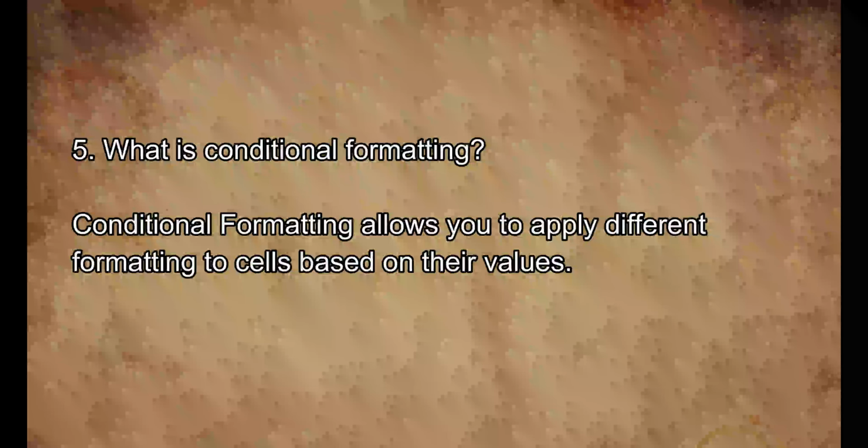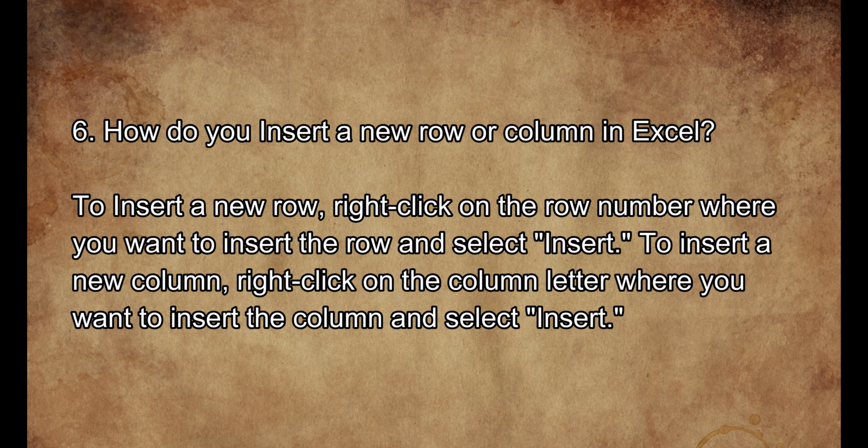6. How do you insert a new row or column in Excel? To insert a new row, right-click on the row number where you want to insert the row and select Insert. To insert a new column, right-click on the column letter where you want to insert the column and select Insert.